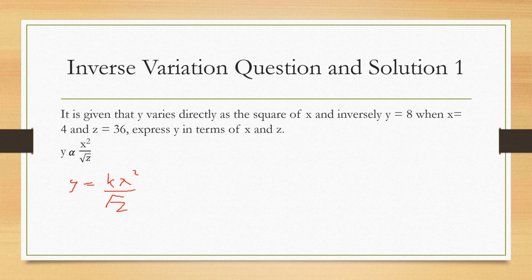So yeah, 8 equal to k, 4 power 2 over z, 36. Move 8 times 36 over 4 power 2. And what is the answer? 8 times 36 over 4 power 2. So the answer will be 18.